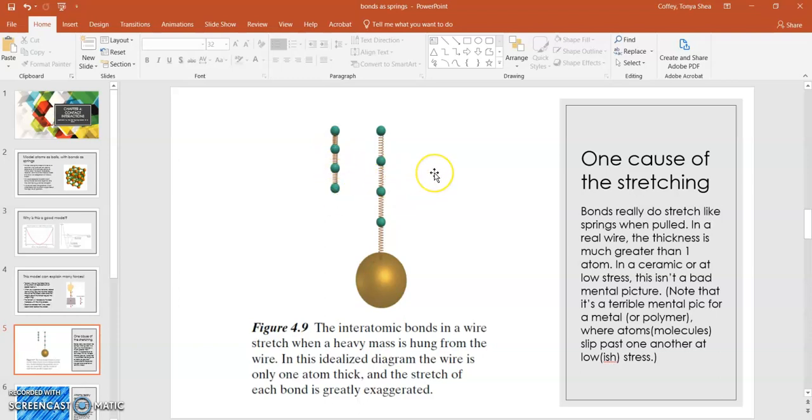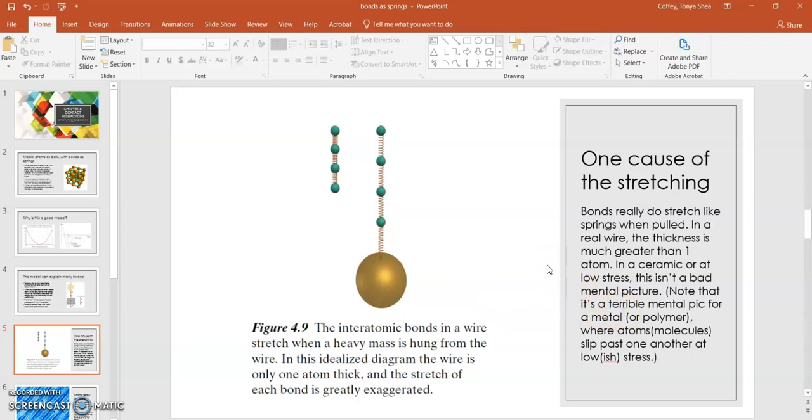And so what happens is, when these are placed under a load, of course, it's going to stretch, right? It's going to stretch your springs. We've seen this in demos in class with masses on springs. And so the interatomic bonds in a wire are actually going to stretch too if you hang a heavy mass from them. And the stretch here is really exaggerated.